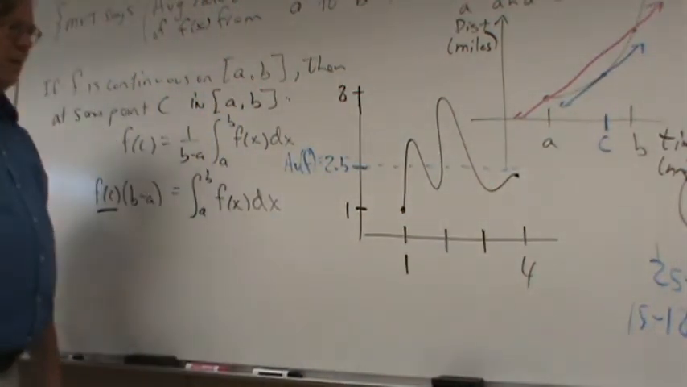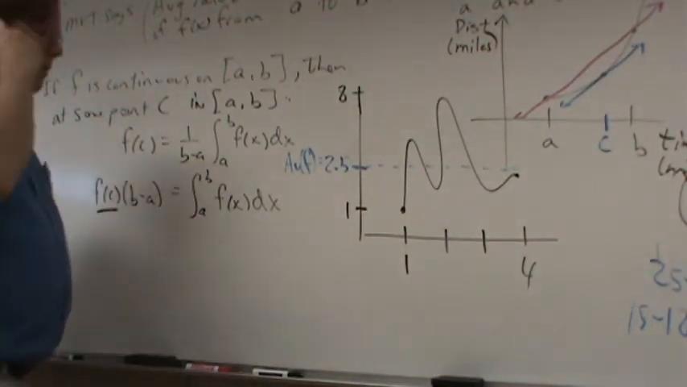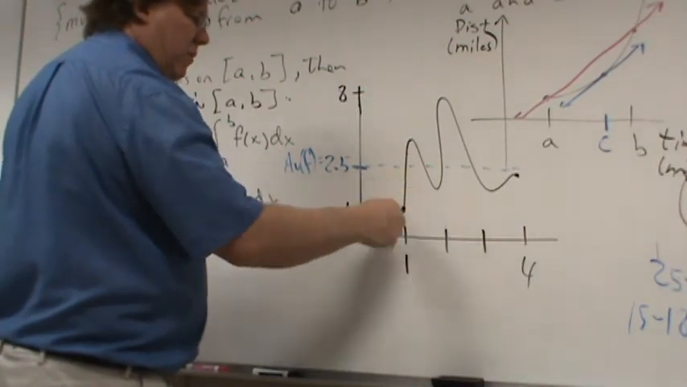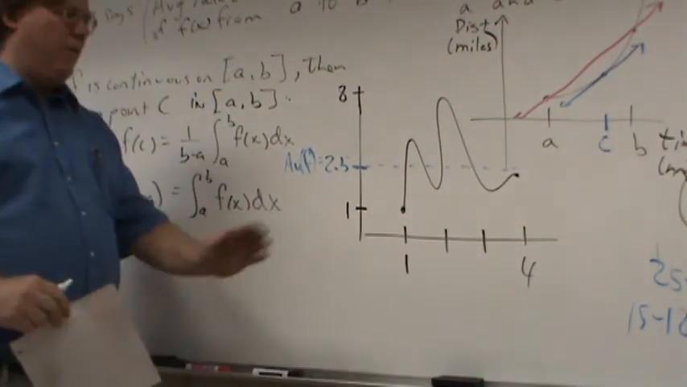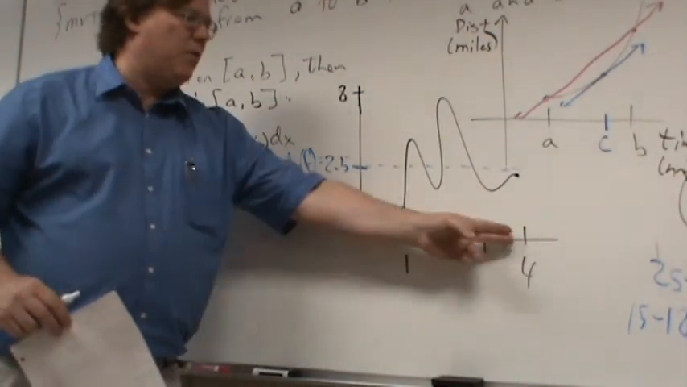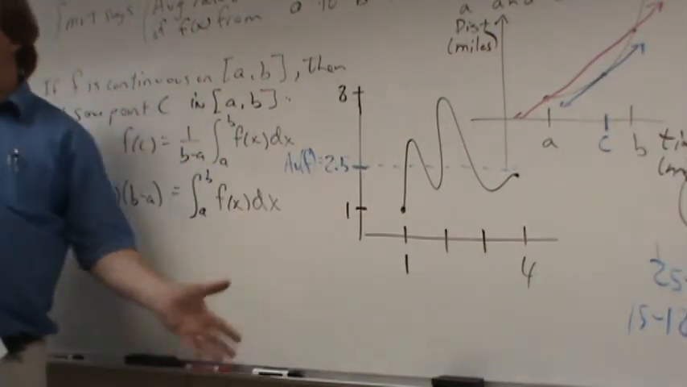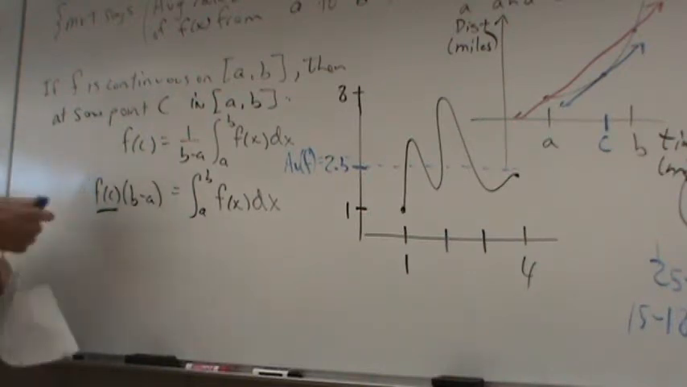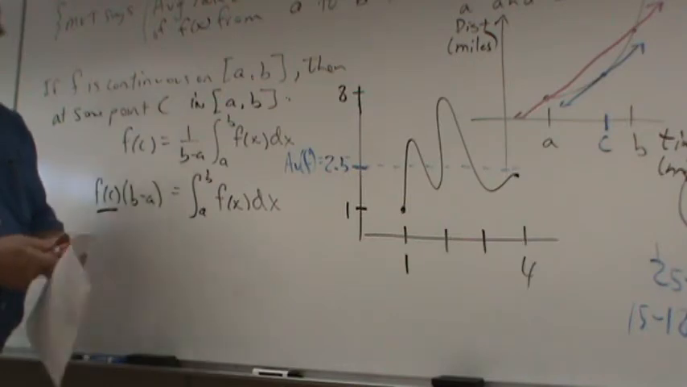Okay? Then you tell me, what must be the area under this graph from 1 to 4 if the average value of this function is 2.5 and my function goes from 1 to 4? What must be the area under that function? Who said that? Abigail, how'd you get 7.5? Yeah, beautiful. You guys okay with that?